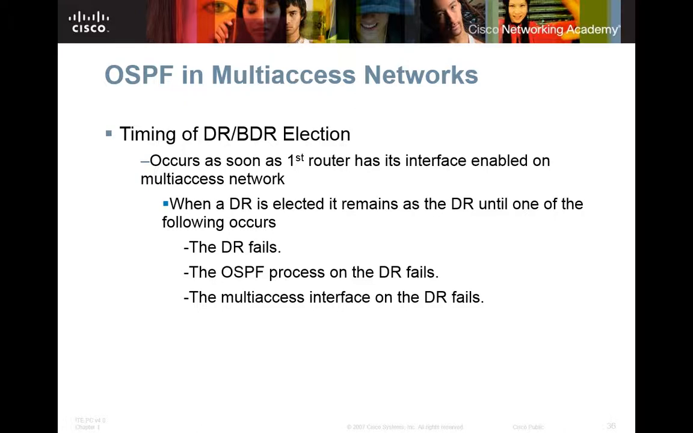The election of the DR and BDR occurs once the first router is enabled on a multi-access network. When a DR is elected, it remains the DR until one of the following occurs: the DR fails, the OSPF process on the DR fails, or the multi-access interface on the DR fails. So once you get named king, you're there indefinitely.